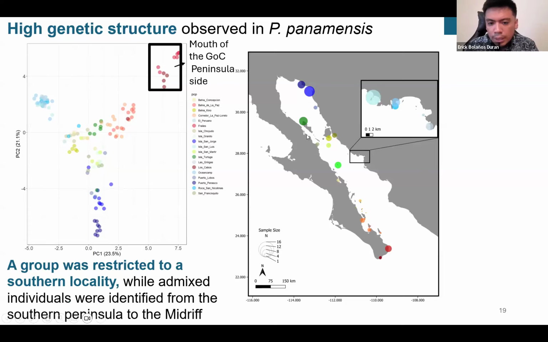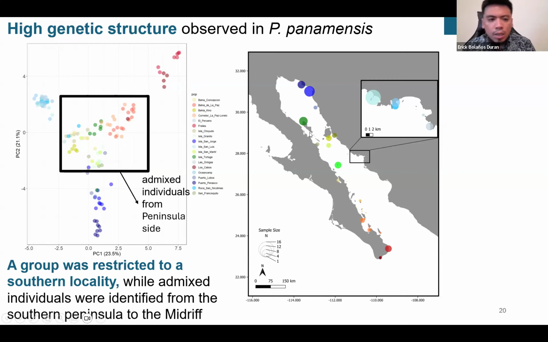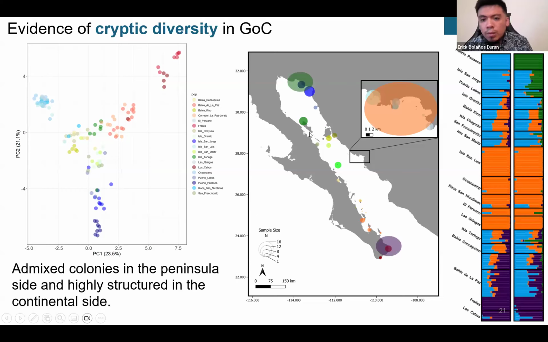In the case of the peninsula side, here, we observe at the mouth of the Gulf of California another group, especially in Frailes and Los Cabos. The remaining colonies from Ayala Pass to the Midriff Islands were admixed. We observed this pattern too in the structure analysis. According to Evanno's test, the best partition is three groups.